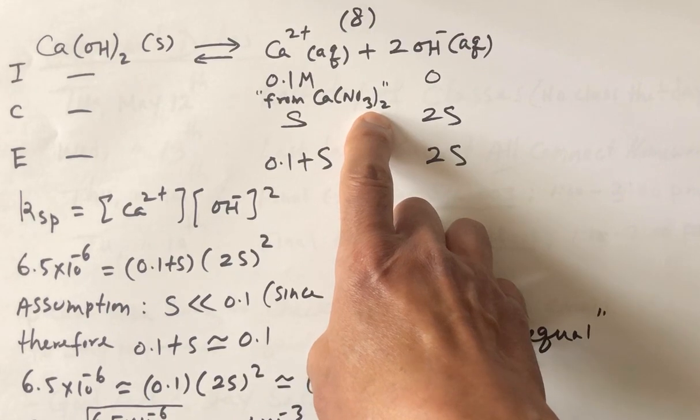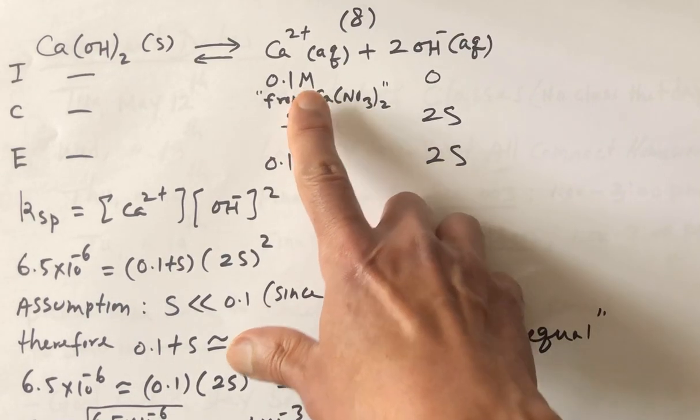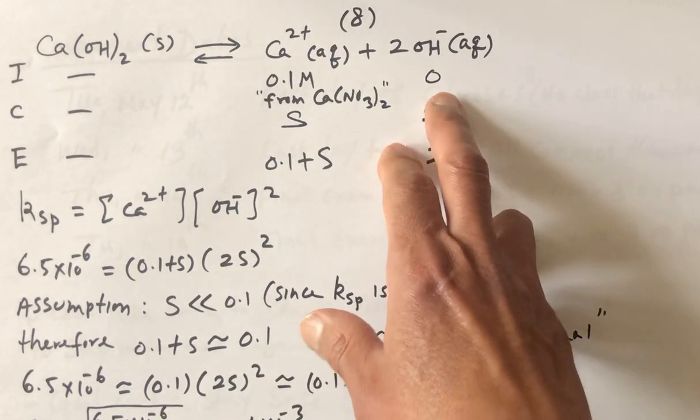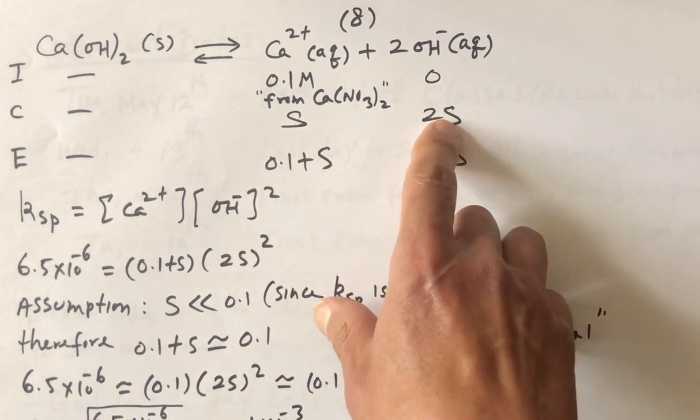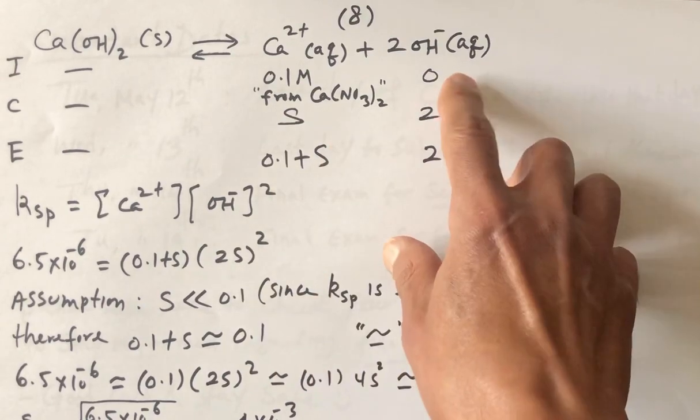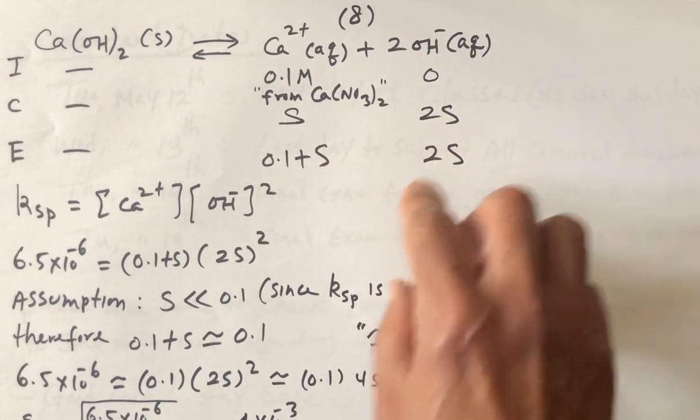solvent. Remember, for the common ion effect, when we calculate solubility in the presence of a common ion, we usually have some already existing initial amount for one of the ions on the right-hand side. In this case, it happens to be calcium, which is 0.1. So nothing for OH minus. The change is S here, 2S here, like the previous case. And now it's 0.1 plus S, and 0 plus 2S gives you 2S.